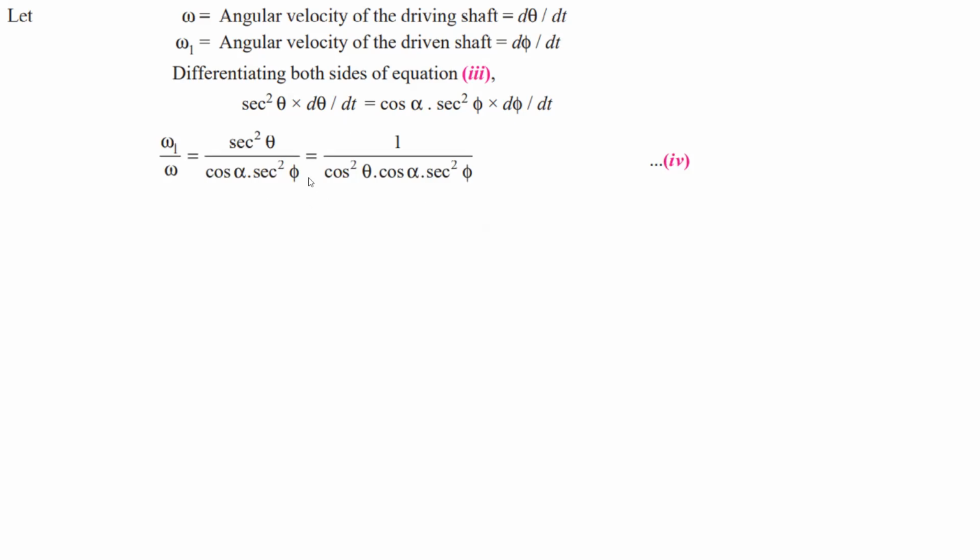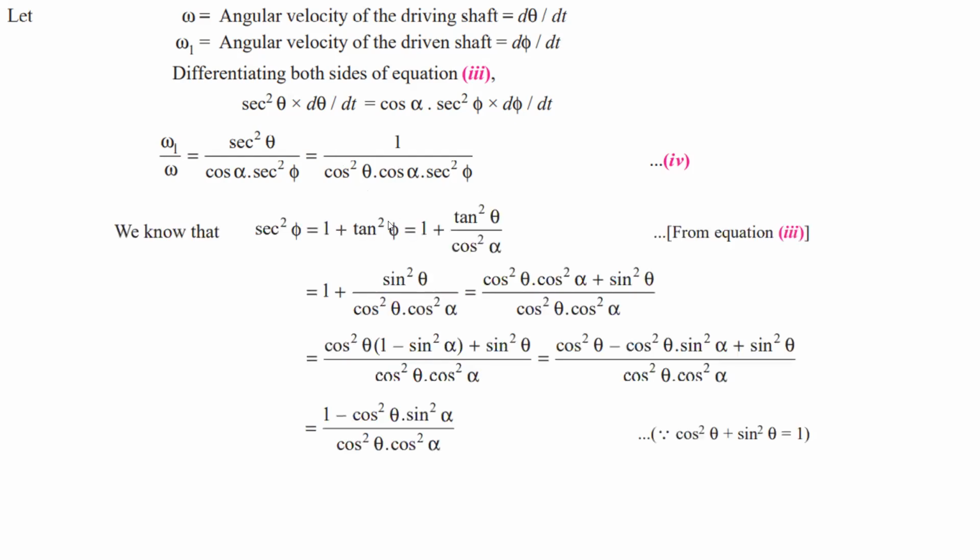Are you understanding? Yes, sir. You have to practice it many times, so that you will memorize this. The steps are clear. When you differentiate, it means you know the differentiation; the next step will come automatically. After that you have to just rearrange the terms. So here it is 1 upon cos square theta into cos alpha into sec square phi. So again it is simplified further.